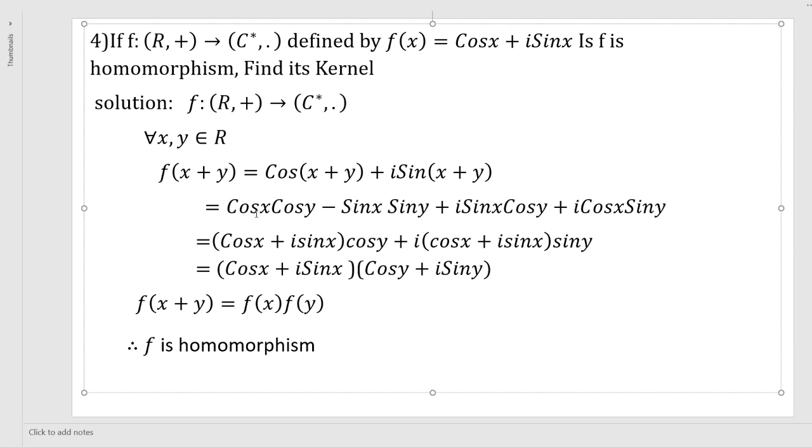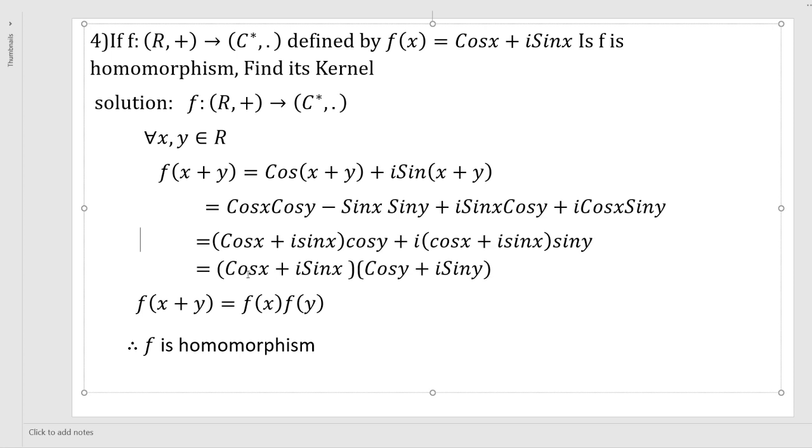Next, look here, cos x into cos y. Here another cos y term is there. In the first and third term, take cos y as common. We have (cos x + i sin x), the remaining part, (cos x + i sin x) into cos y. Next, look at the second term and fourth term. We have sin y common, and minus 1 can be written as i square. So if we take an i as common, what we have, (cos x + i sin x) of sin y, right? So cos x + i sin x, again cos x + i sin x.